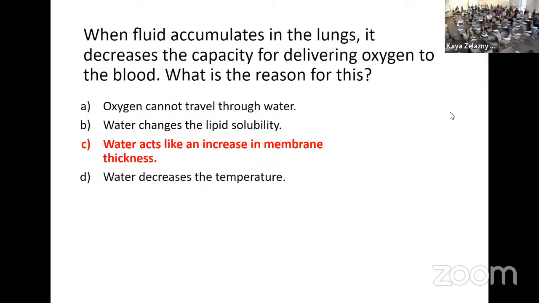So the reason for this officially is that it is essentially acting as an increase in the membrane thickness here. Oxygen is lipid soluble, so it's a small non-polar gas, so it can get across our phospholipid bilayer just fine. Oxygen can travel through fluid, so it can travel through the water. But when we have fluid accumulating, it can create kind of a thicker layer for the oxygen to cross. And really, this is just a reminder that membrane thickness does sometimes vary and would affect the rate of transport.